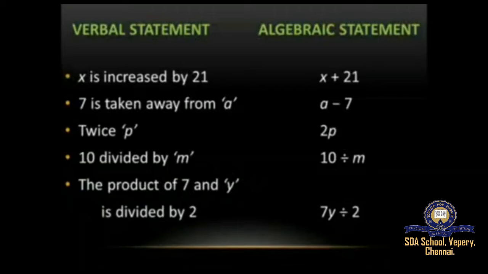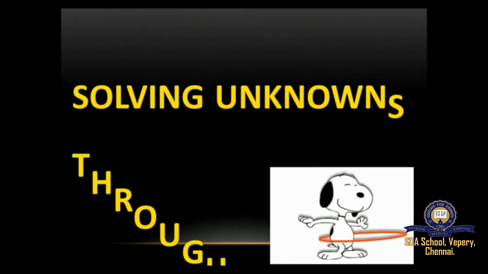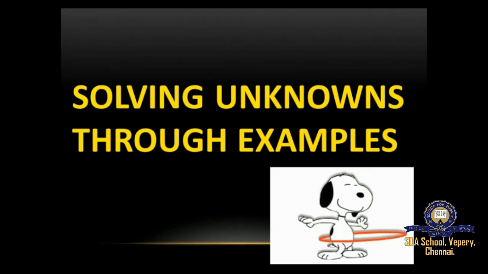Got it, students? This is the difference between the verbal statement and the algebraic statement. In a verbal statement, you'll be writing it in wordings, whereas in an algebraic statement, you'll be representing it in variables and numbers, okay? You'll be using the 4 basic operations. So what are the 4 basic operations? It is addition, subtraction, multiplication and division, okay? So you'll be representing the algebraic statement using the variables, numbers and the basic operations. Got it, students? So next, we'll be looking into solving unknowns through examples.